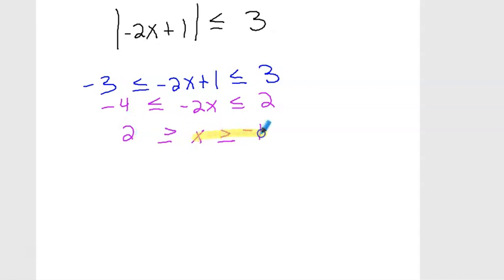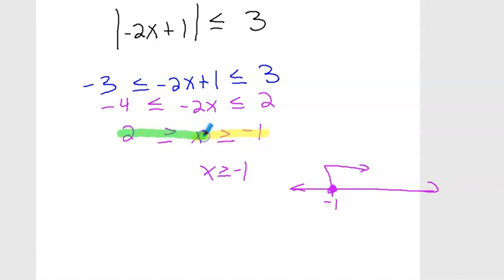So notice what this says. That's x is greater than or equal to negative 1. So that's that right there. And this right here says x is less than or equal to 2. So here's 2, less than or equal to. And then I graph those two problems.